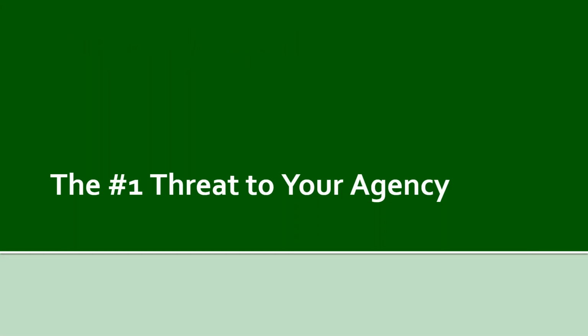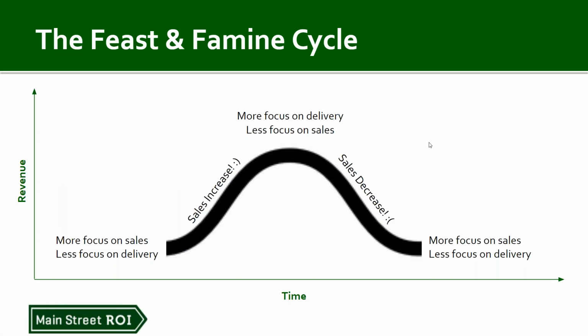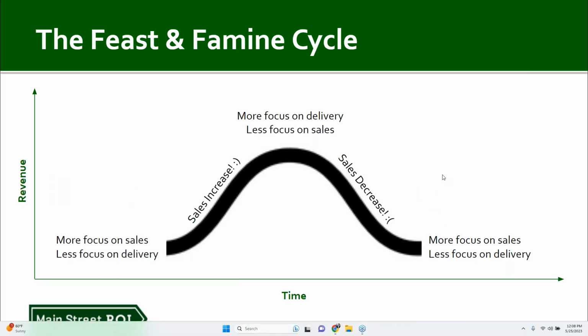All right, so we'll start off with the number one threat to agencies. I'm sure everyone's familiar with the old feast famine cycle. Right here is a basic graph with revenue on the vertical axis, time on the horizontal axis.